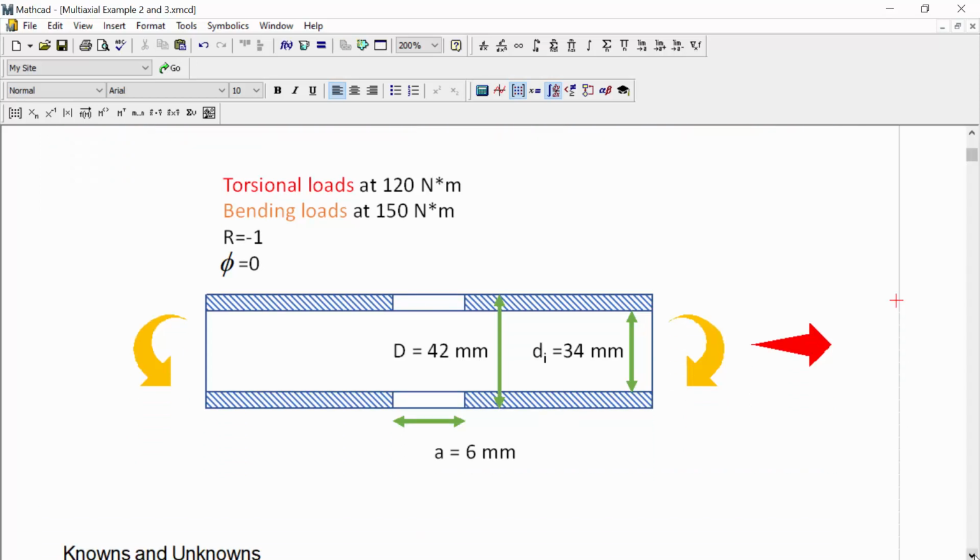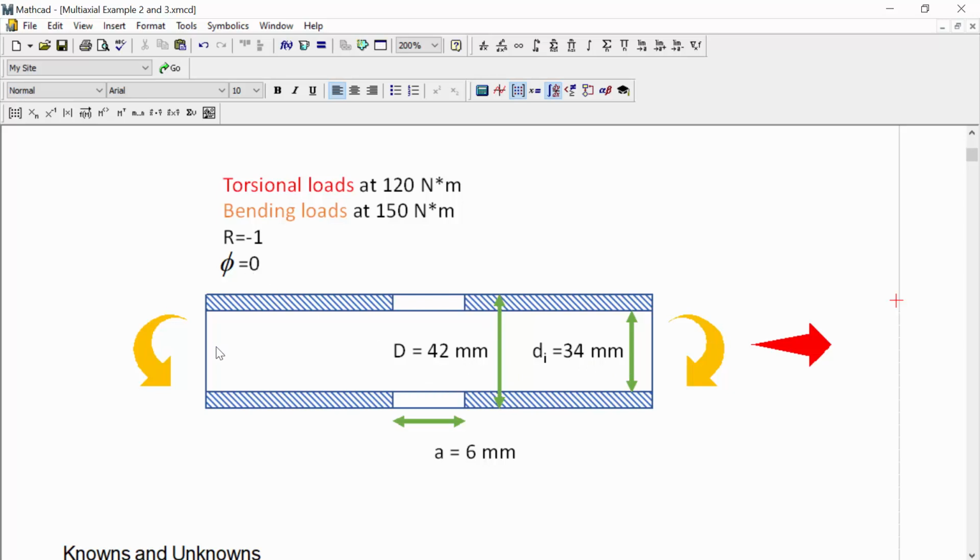So we're given the schematic here. We can see that we have a hollow tube. It has a through hole that's going through it with a diameter of 6 millimeters. The tube's inner diameter is 34 millimeters and its outer diameter is 42 millimeters.